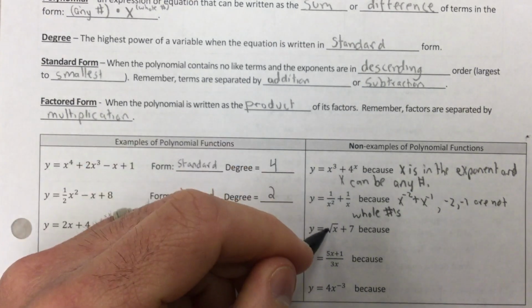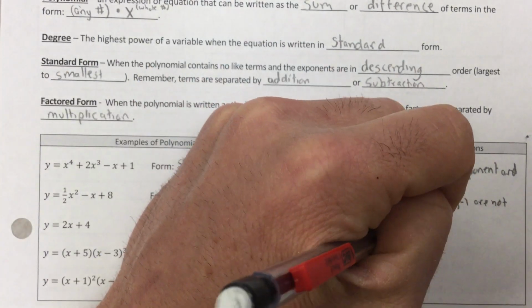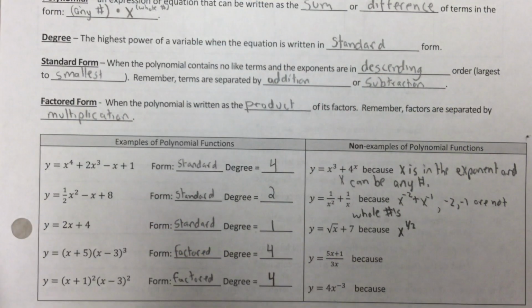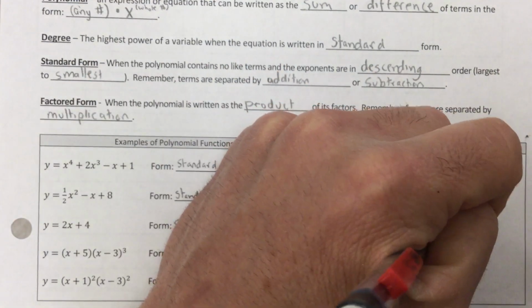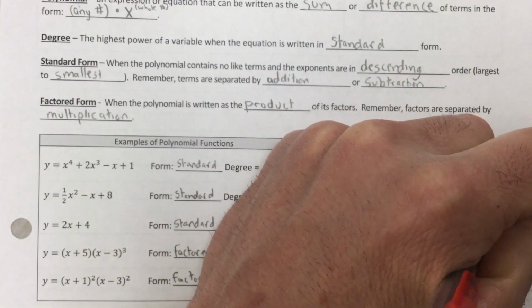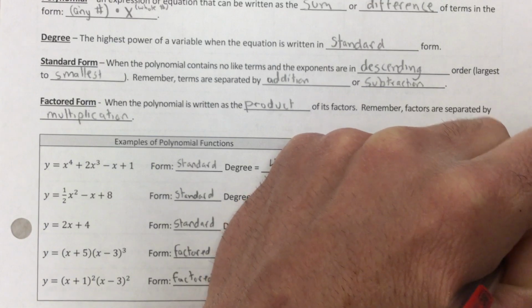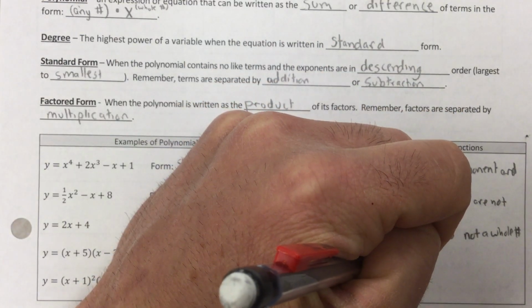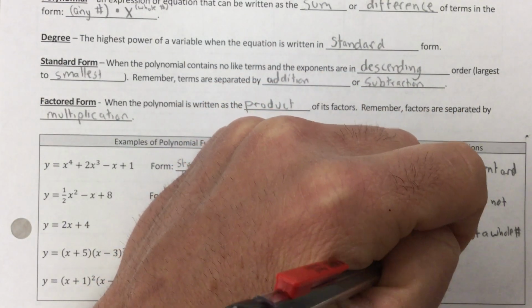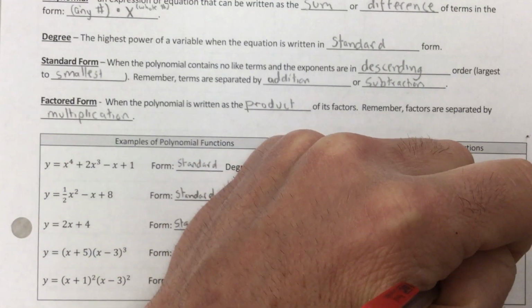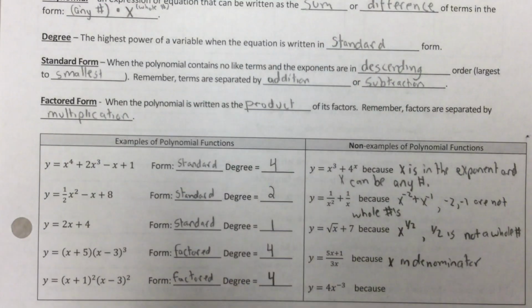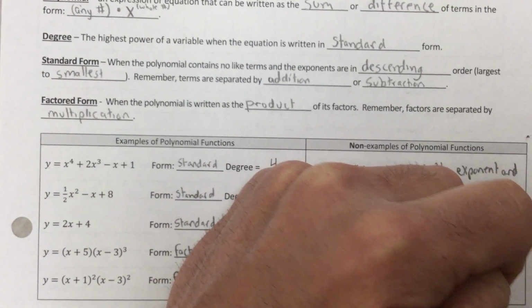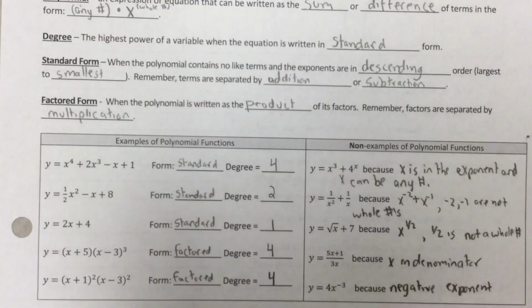Here, square root of x plus 7, remember square root is the same as the 1/2 power, so this would be x to the 1/2 power, and 1/2 is not a whole number. Here again, x is in the denominator, so that's why it's not a polynomial. And then here I have a negative exponent. And again, negative numbers are not whole numbers.